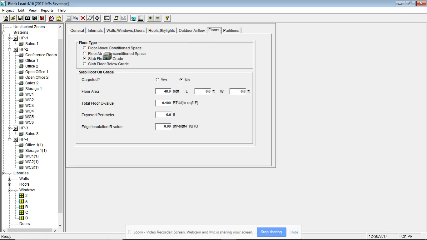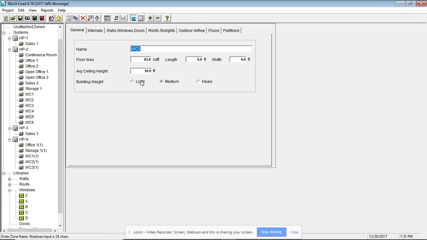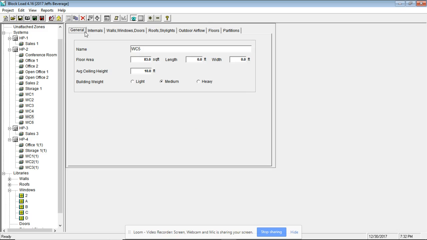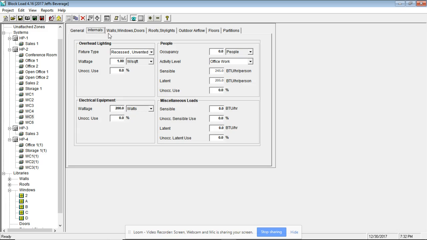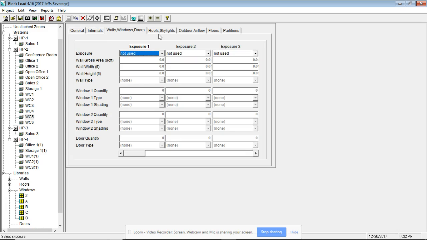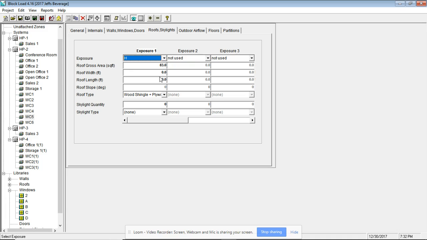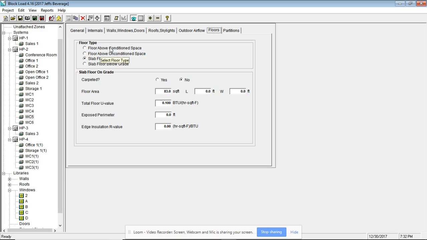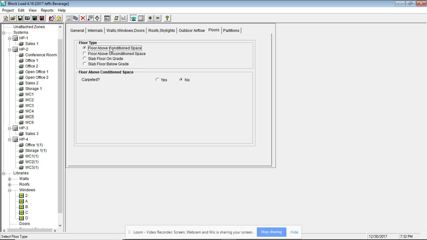Now, bathroom 5 and 6 are on the second floor, so they're a little different. The first one, bathroom 5, is bigger because it has a shower. It seems like that's the boss's office. 83 square feet. There's nobody in there, and there are no computers in there. Walls, windows, and doors: it doesn't have any. It does have a roof that's 83 square feet, and it's horizontal like the rest of the building. There's no CFM of fresh air, but there's 75 CFM of exhaust. And there's no floor because it's on the second floor, so it's floor above conditioned space.